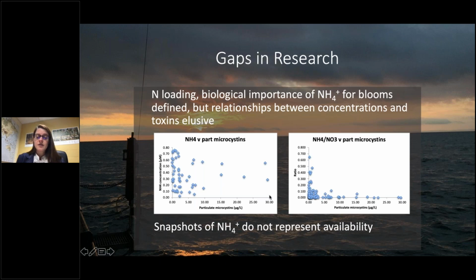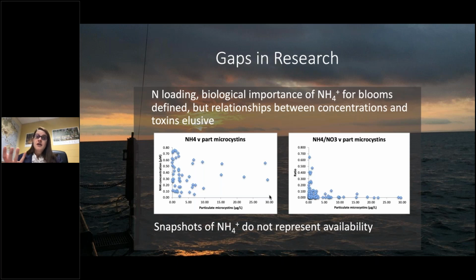And I think that that is really because snapshot concentrations of ammonium is not a good way to represent nitrogen availability. In fact, it's sort of the opposite way to expect nitrogen availability, right? We know the first thing cyanos are going to use is ammonium. And when they start proliferating in biomass, they start drawing down the ammonium, and then they draw down the nitrate. And as they're drawing those concentrations down, the toxin in biomass goes up.